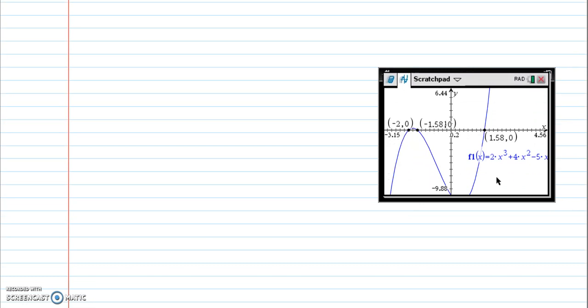The other problem is, I forget which number it is now from the review, but it's number something. It's f of x equals 2x cubed plus 4x squared minus 5x minus 10. This right here we'll do with factoring first.